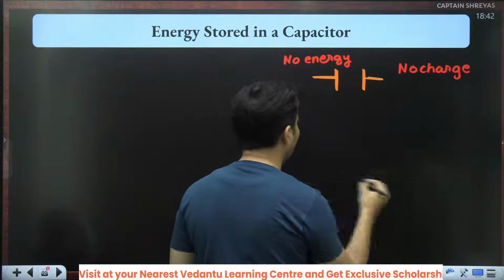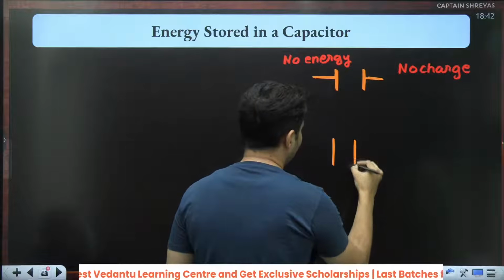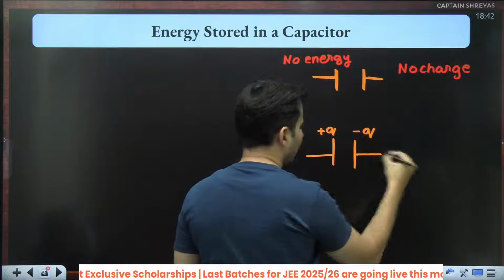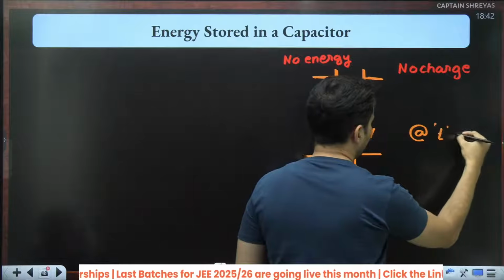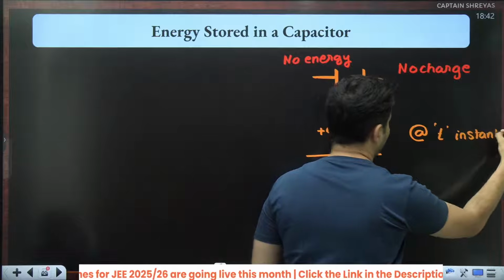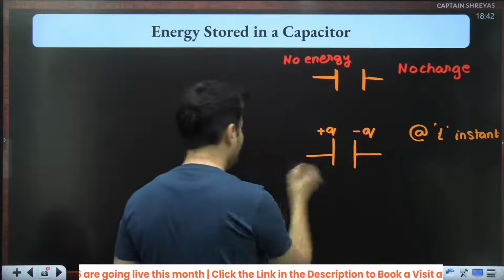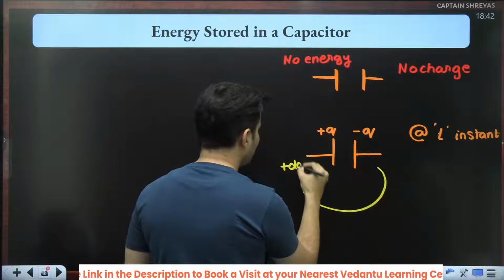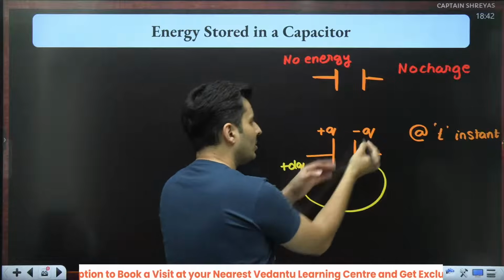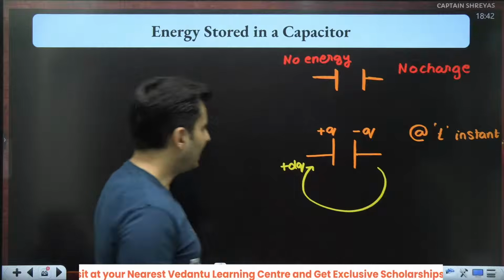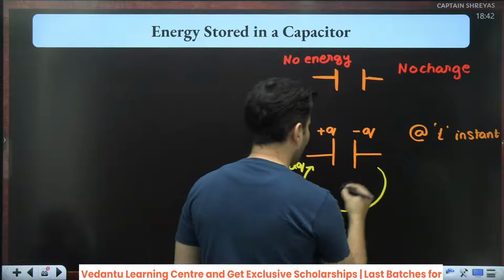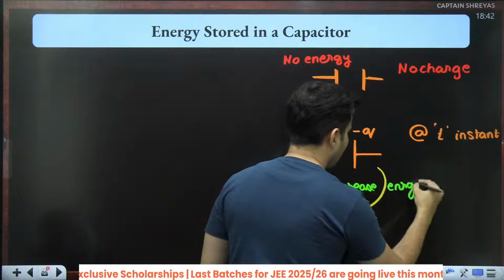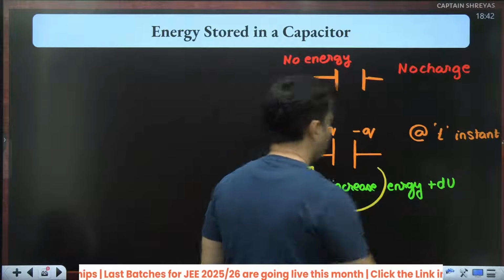So consider some random instant of time when the charge on this was plus small q and it is minus q. What happens? You take out a charge from here and put it over here. So you are basically adding some dq charge on that capacitor. So it becomes plus dq here, it becomes minus dq here. And thereby you increase the energy which is stored in the capacitor by dU.